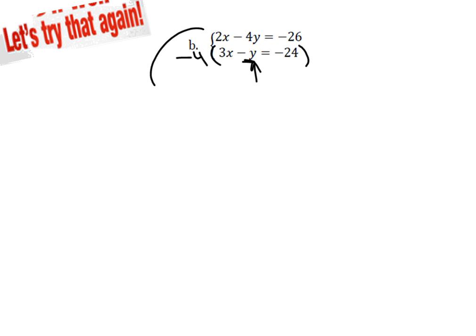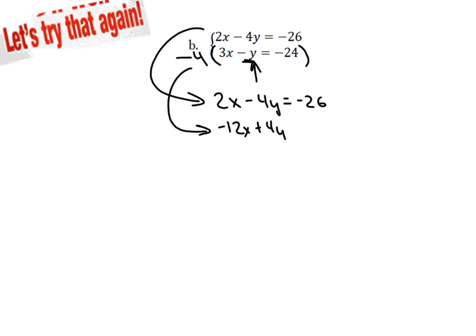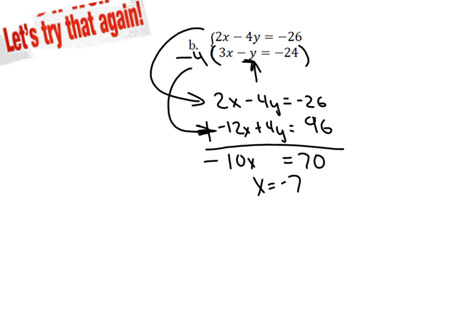Okay, so I'm going to keep 2x minus 4y equals negative 26. I'm going to rewrite the second one as negative 12x plus 4y equals positive 96. So now add these two. 2 plus a negative 12 is negative 10x. Minus 4y plus 4y is 0. Negative 26 plus 96 is 70. So x is going to equal negative 7.